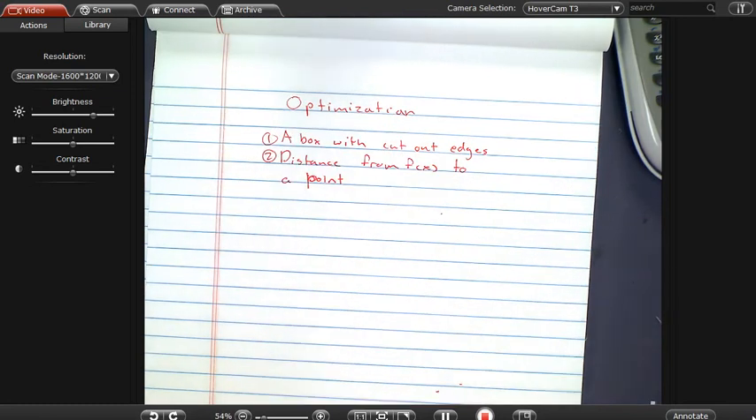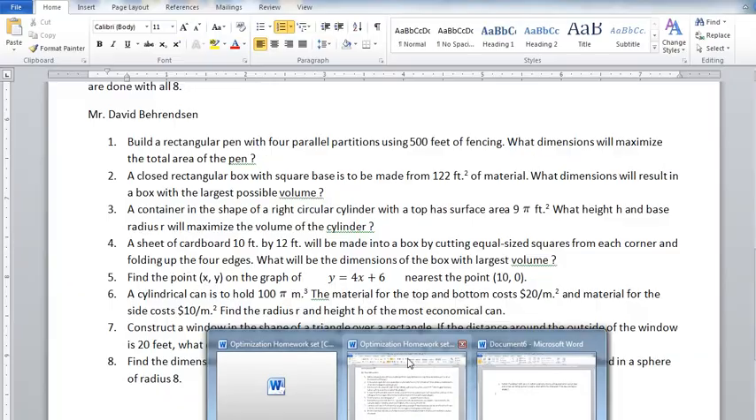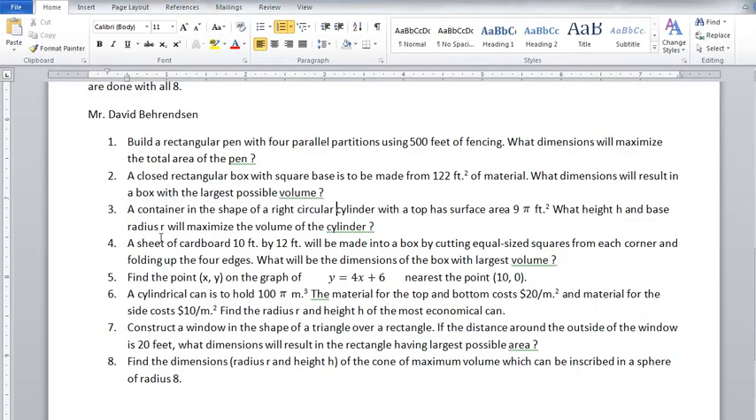Alright, so today we are going to do optimization with a box with cutout edges and distance from a function to a point. So the first problem is: a sheet of cardboard 10 feet by 12 feet will be made into a box by cutting equal sized squares from each corner and folding up the four edges. What will be the dimensions of the box with the largest volume?